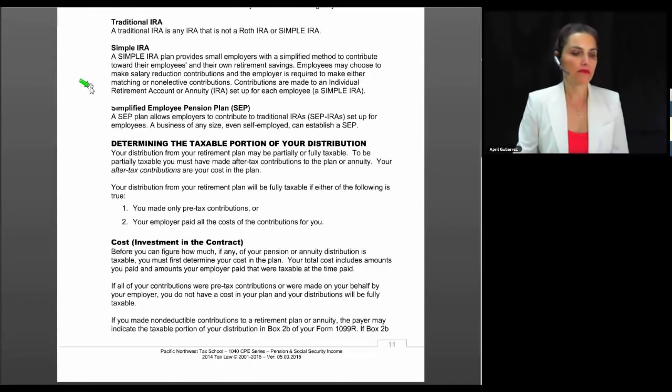The big thing to note about simple IRAs is that if you open the plan and then within 2 years of opening the plan, you take the money out, it's subject to a 25% penalty.